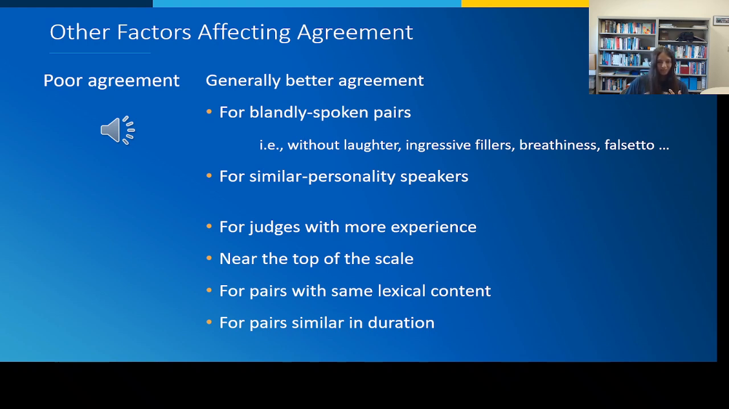Okay. I see some 4s, some 2s, some 5s. So this was one stimulus that the judges disagreed on. We think this is because the female voice had more emotion, more feeling. She used ingressive fillers and breathiness, versus the male speaker who lacked many of these qualities. In general, we found that there was better agreement for blandly spoken pairs, and also for pairs with similar personality speakers. There were also some more factors that affected agreement, but we discussed those in the paper. You can check that out.